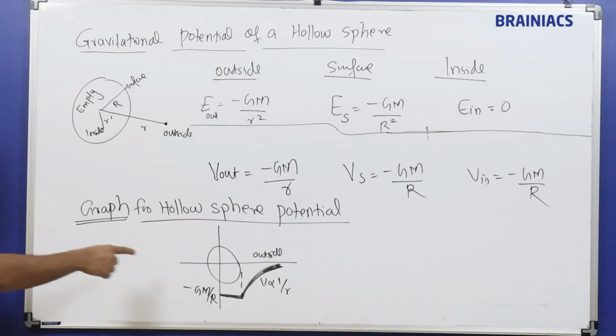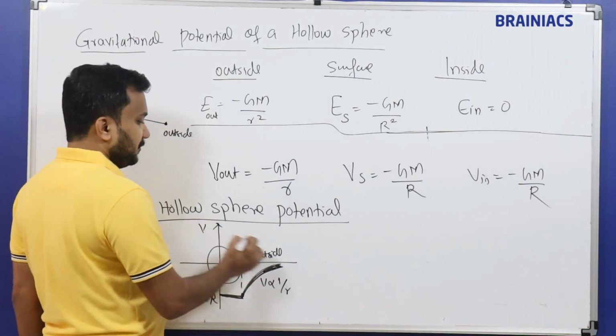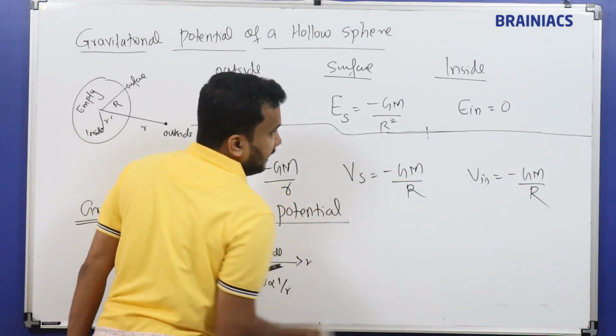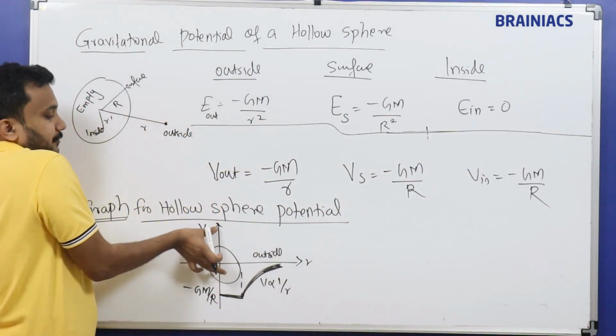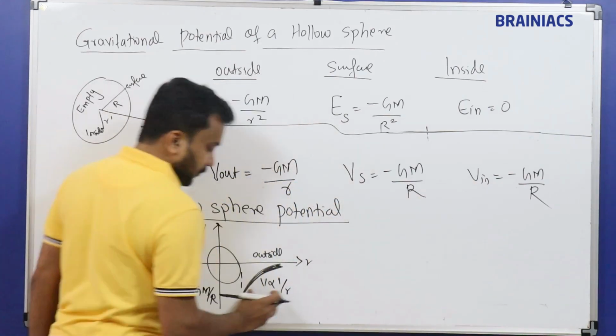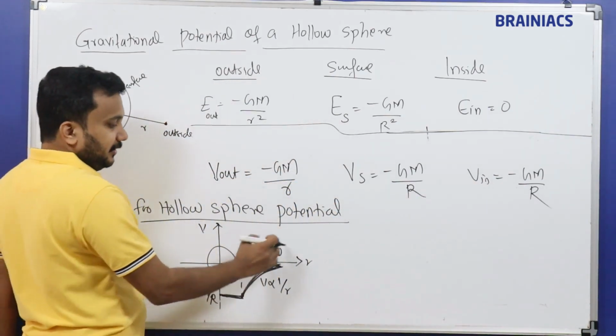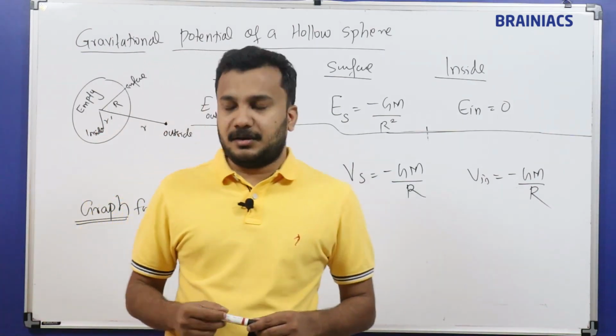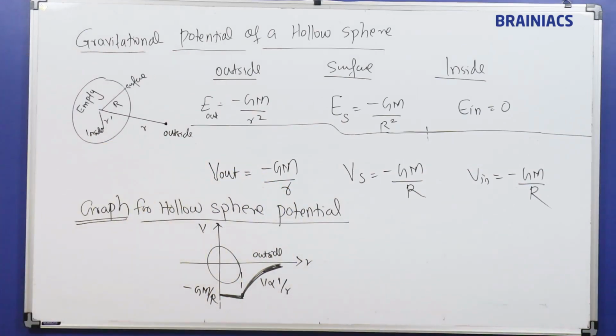So this is the sphere representation, and this is the line of the graph. Why is it at the bottom side? Bottom side means negative side, because all the equations have a negative sign. So this is the positive V axis, this is the negative V axis. At the surface and inside it is constant, so it is a straight line. Then the value is decreasing, so V is proportional to 1 by r. Hope this is clear to you and you got some insight into this.